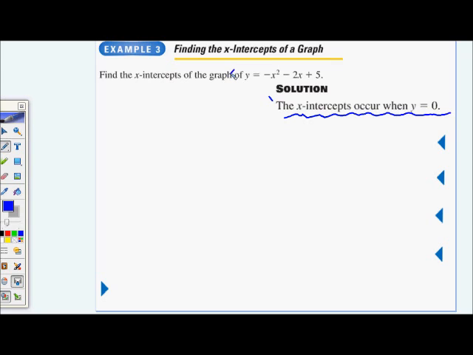So I'm going to substitute 0 in for my y, and 0 is going to equal negative x squared minus 2x plus 5. I substituted 0 in for y because I want to find what the x-intercept will be, and the x-intercept is when I do not have a y value, so y is 0. Now it is written in the form I need it to be written in. It's kind of in the reverse order, but I can identify my a value, my b value, and my c value. Now we can put that into our quadratic formula.